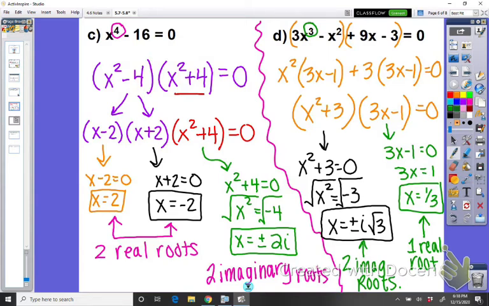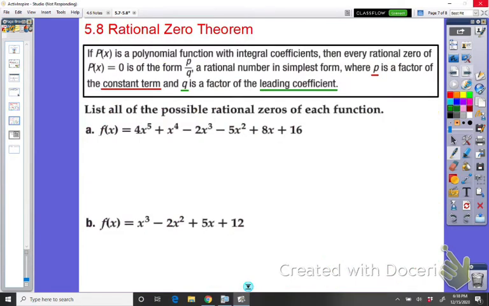Now 5-8. Once it switches pages for me. There we go. Alright, is the rational zero theorem. So what this means is if you have a polynomial function with integral coefficients, then every rational zero, or when p of x is equal to 0, so when the function crosses the x-axis, is in the form of p over q, which means that's a rational number, in simplest form, where p is the factor of the constant term, and q is the factor of a leading coefficient.